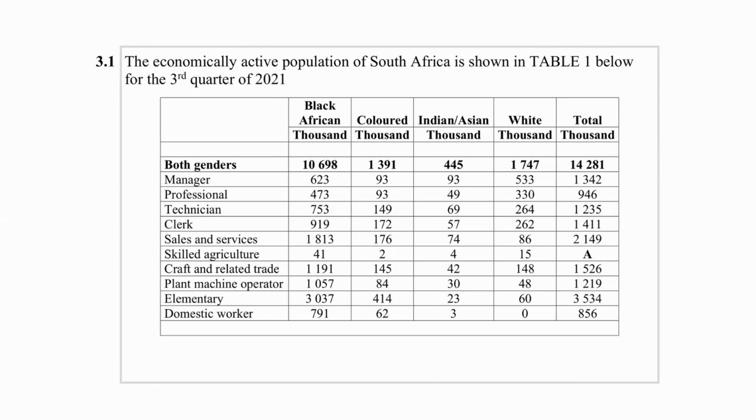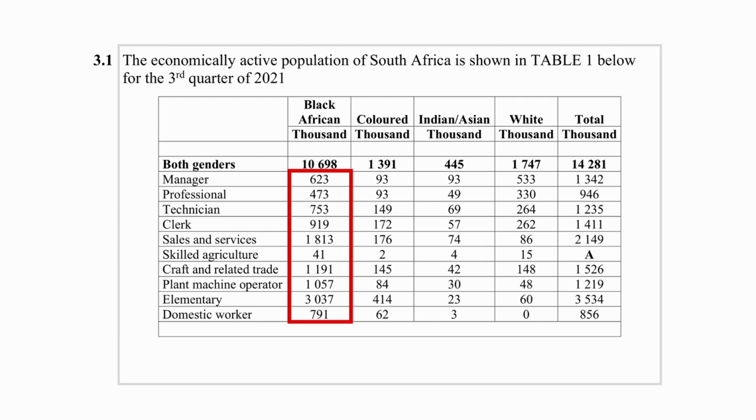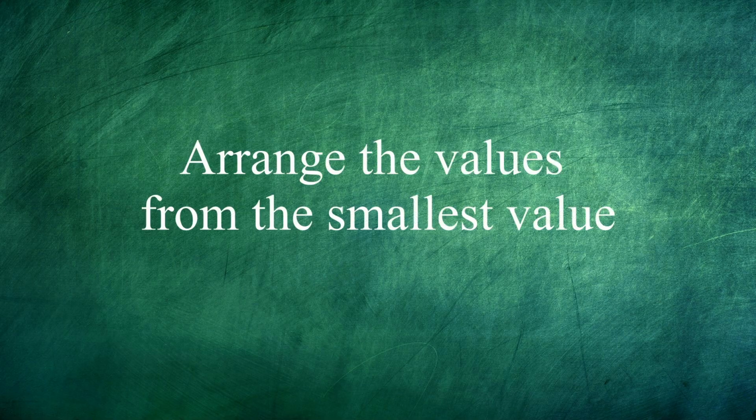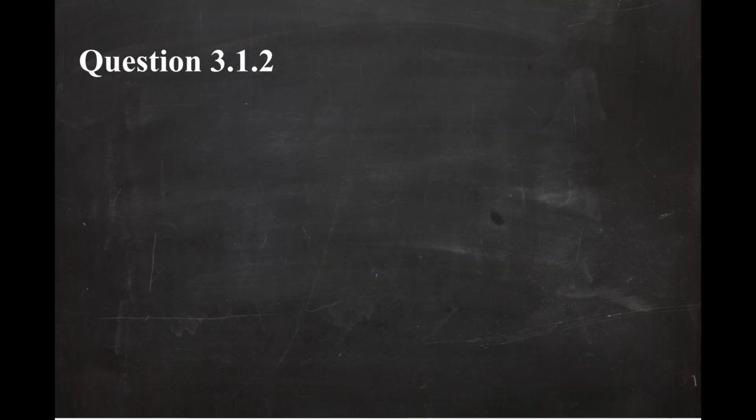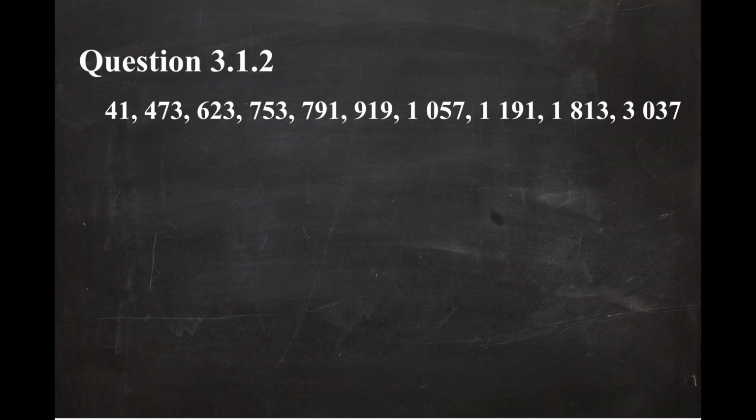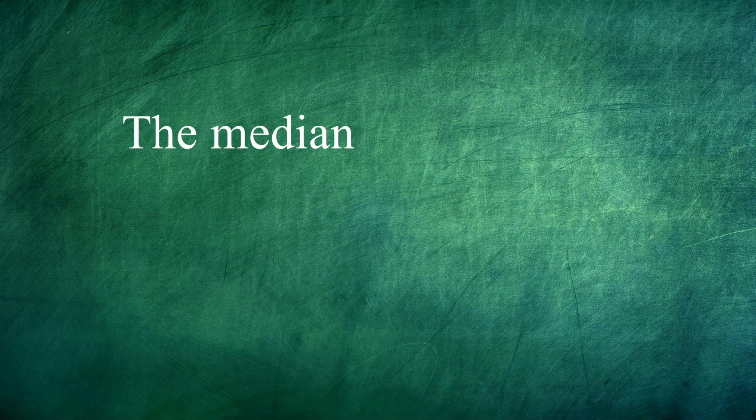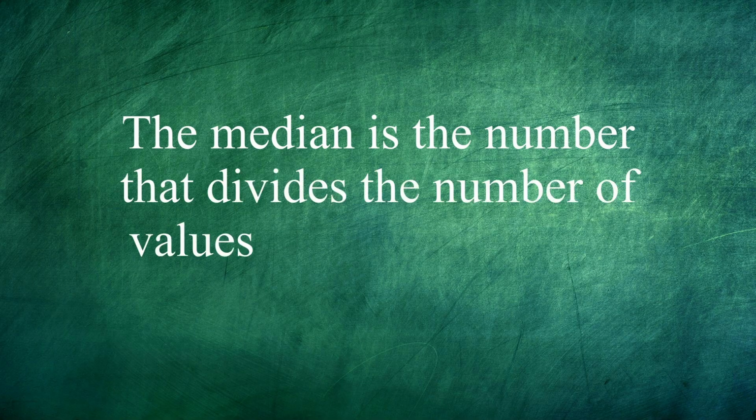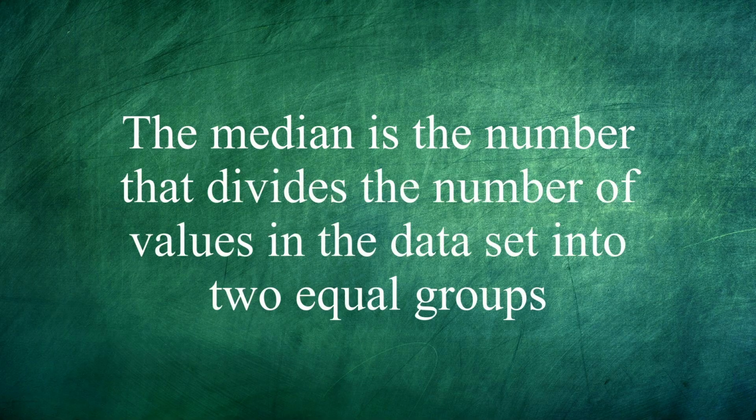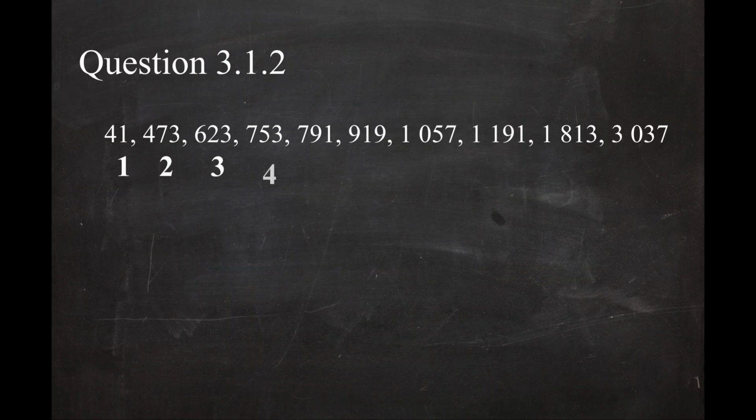In question 3.1.2, you are instructed to determine the median for the Black African population. The first step to determining the median is to arrange the data in ascending order. So we must arrange the values from the smallest value to the largest value. The arrangement will look like this. The median is the number that divides the number of values in the data set into two equal groups. Because there's an even number of values in the data set, you will have to find the mean of the middle two values. This answer will be the median.